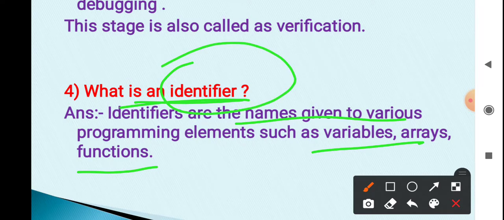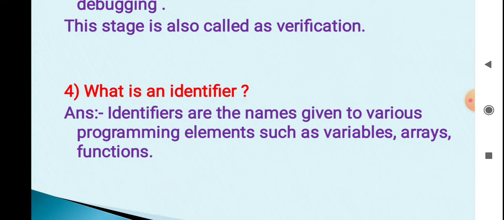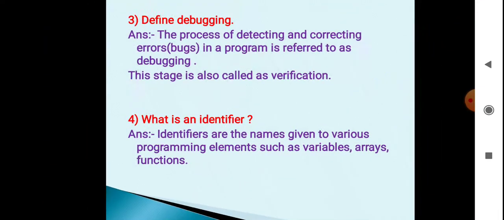From the identifiers part of the chapter we will be getting one more question, which is also an important question. That question is: write the rules for identifiers. That question is very important for the examination purpose also. Okay, so next question we'll move on.